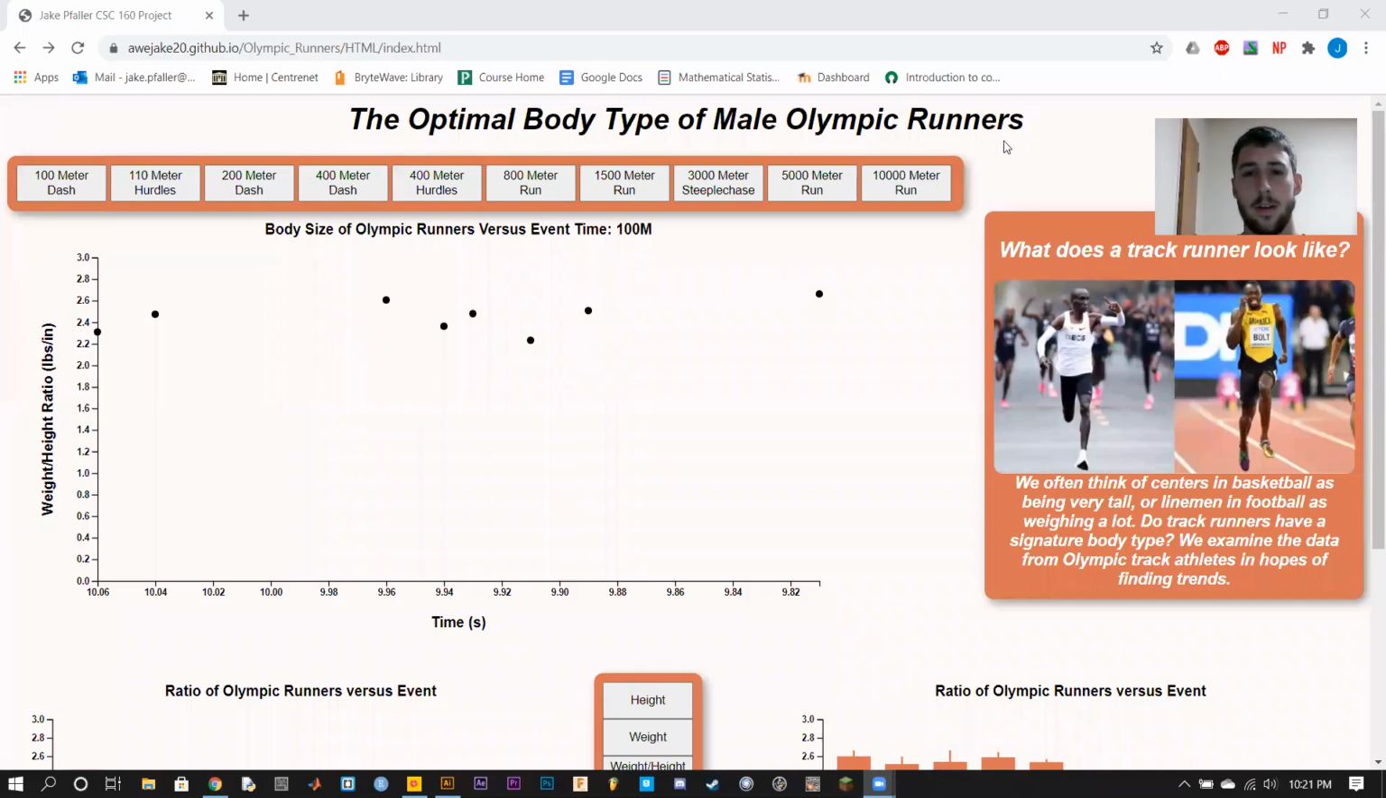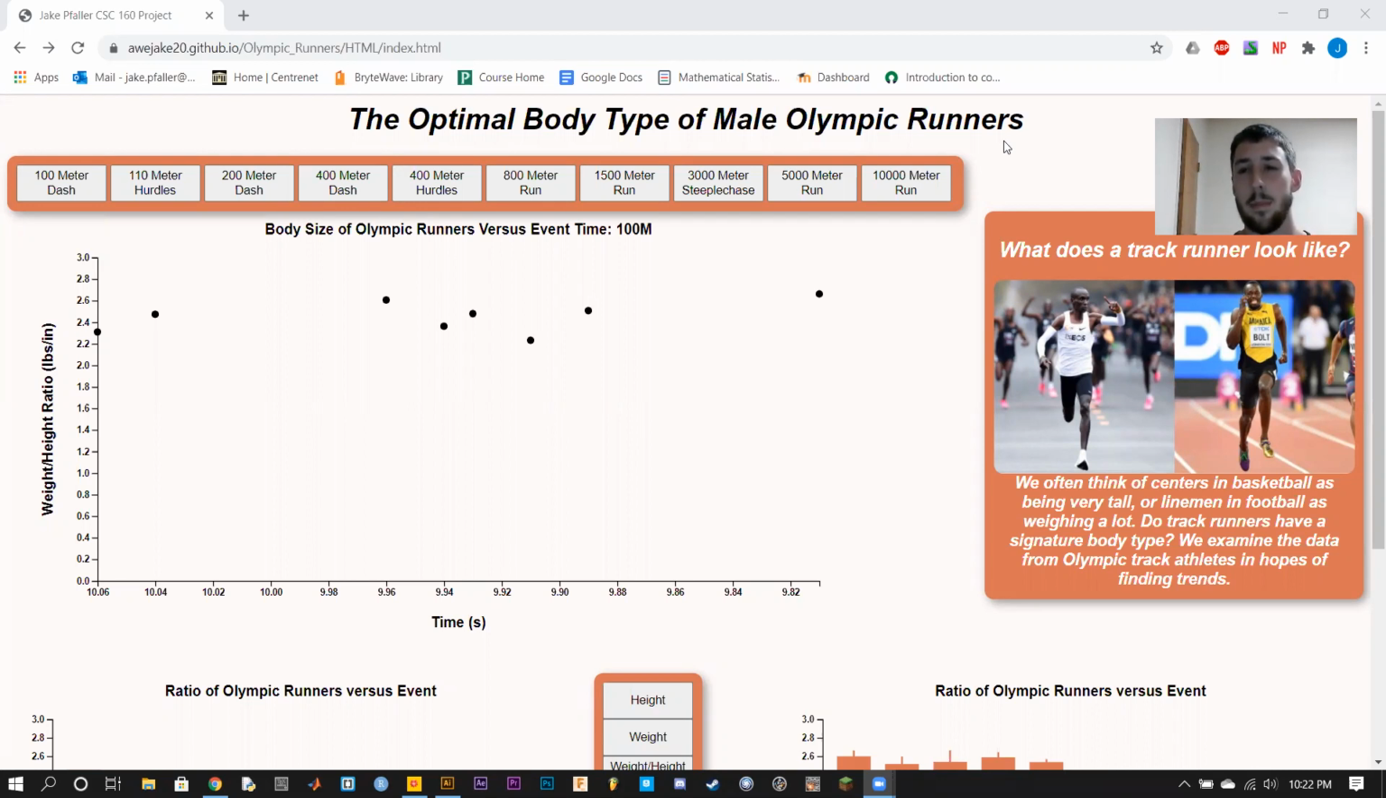Hello, everyone. I'm going to go over my dashboard and my call to action for my project, which is about the optimal type of male Olympic runners. So, the motivation for this project is that we know that athletes from other sports sort of have a distinct body type given their sport.